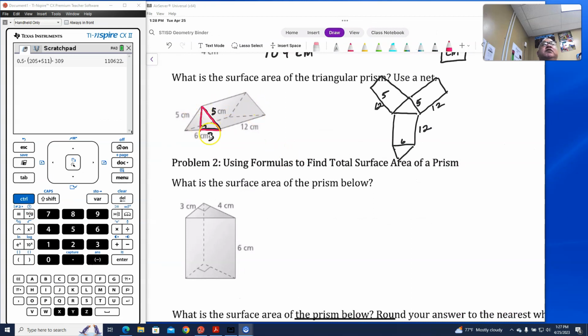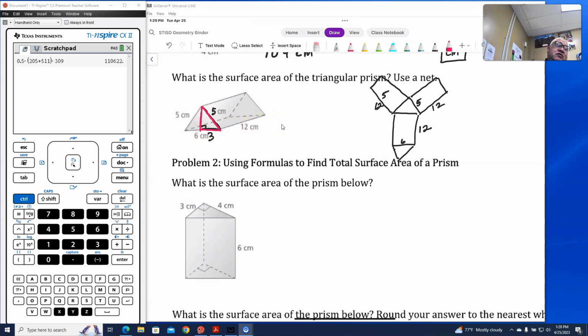I'm going to find the total surface area of this triangular prism. It has a triangle as a base, and I know that we're missing the height of this triangle. So I notice that this right here is a right triangle, and this is 3.